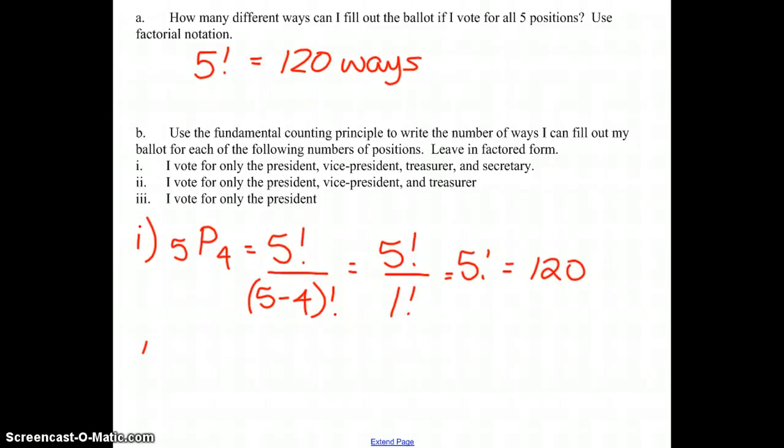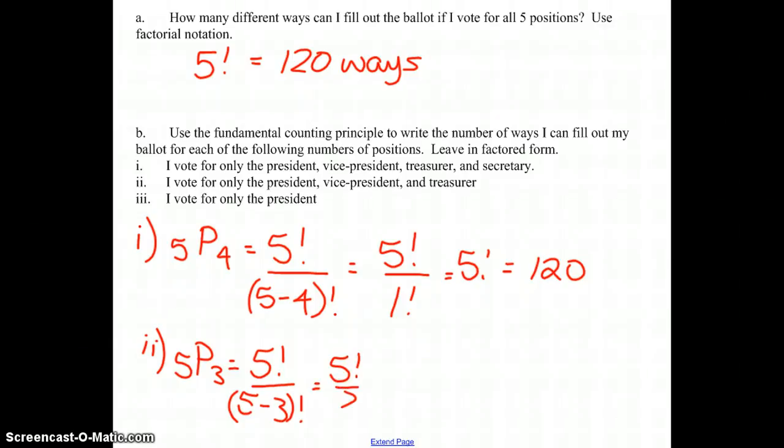Good. Now, part 2. Let's say you're only going to vote for president, vice president, and treasurer. So now you're only voting for 3 spots. Good. We're only choosing 3. I like that. You said 5 pick 3? Good. So this is going to be 5 factorial over 5 minus 3 factorial, which is 5 factorial over 2 factorial. And 5 factorial we can break down into 5, 4, 3, 2, 1. And 2 factorial is 2 times 1. So we'll notice that those cancel, and you're left with 5 times 4 times 3, which is 60.